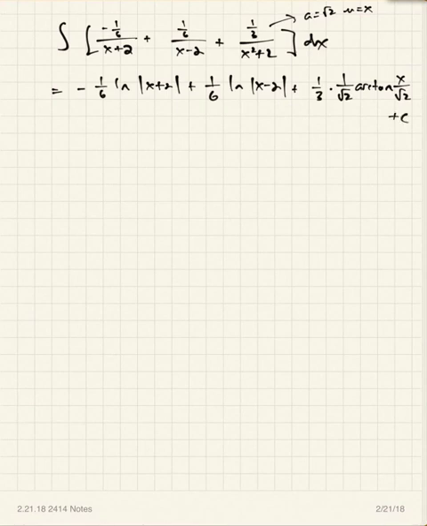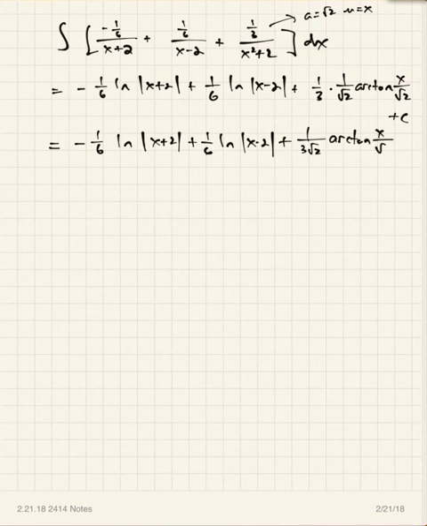And so cleaning it up just ever so slightly, you get negative 1/6 natural log of the absolute value of x plus 2 plus 1/6 natural log of the absolute value of x minus 2 plus 1 over 3 square root of 2 arctan of x over the square root of 2 plus c.